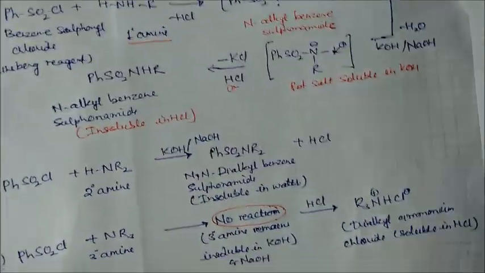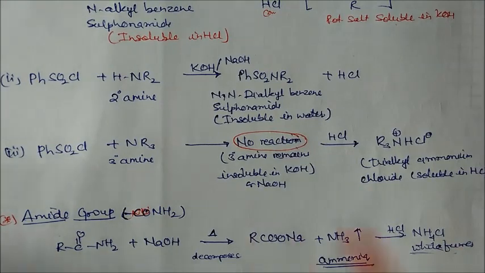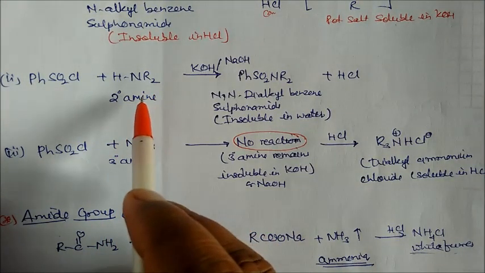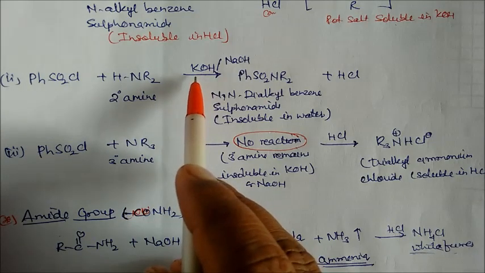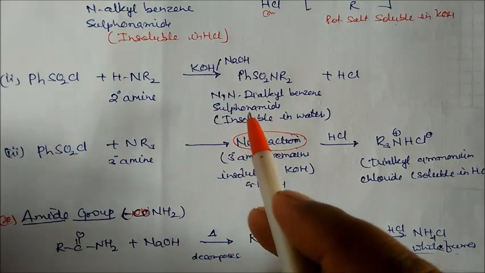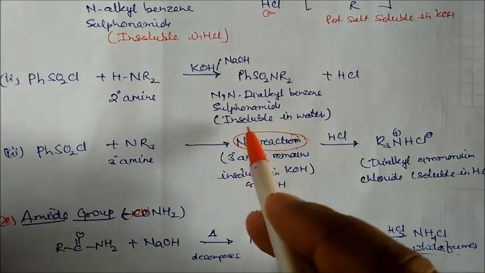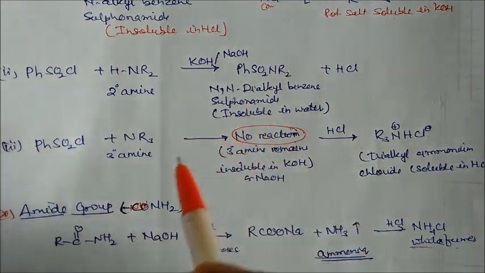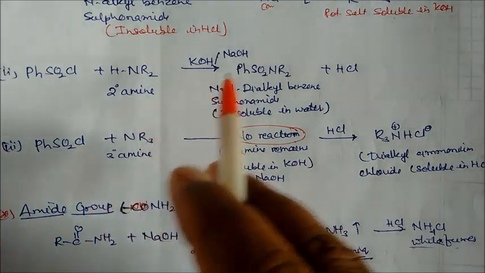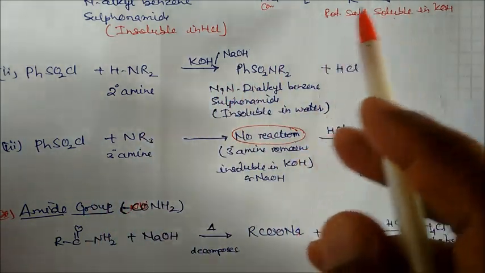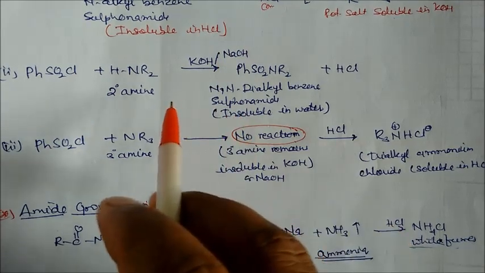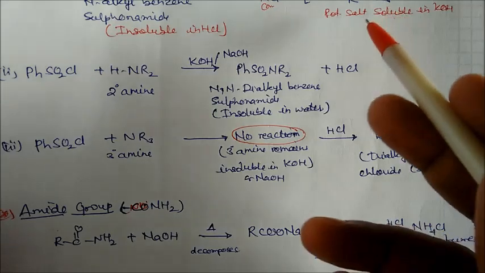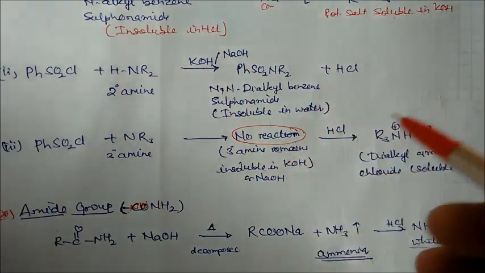But if you see secondary amines, what happens? This is secondary amines. So on dissolving in potassium hydroxide or sodium hydroxide, you will get N,N-dialkyl benzene sulfonamide. So you will get this product. This is insoluble in water. Previously it was insoluble in HCl, but this is insoluble in water. So this is a test. One is HCl, one is water. So these two are very different.